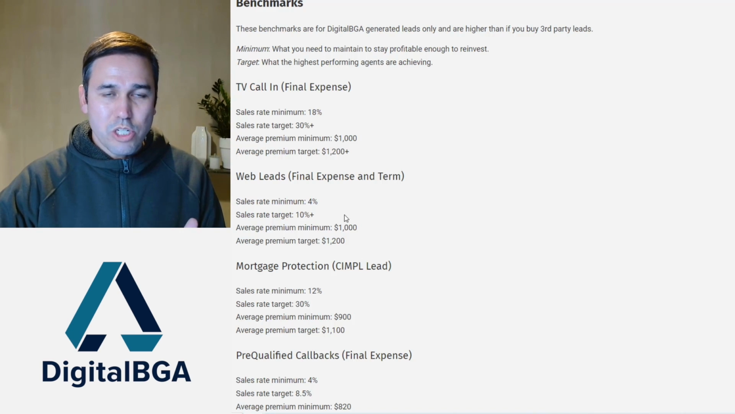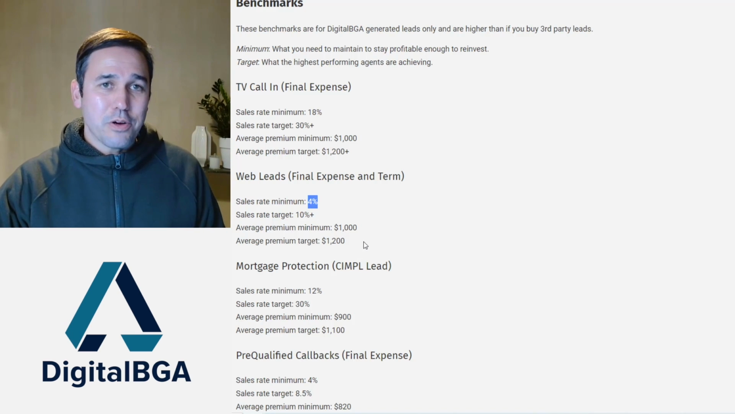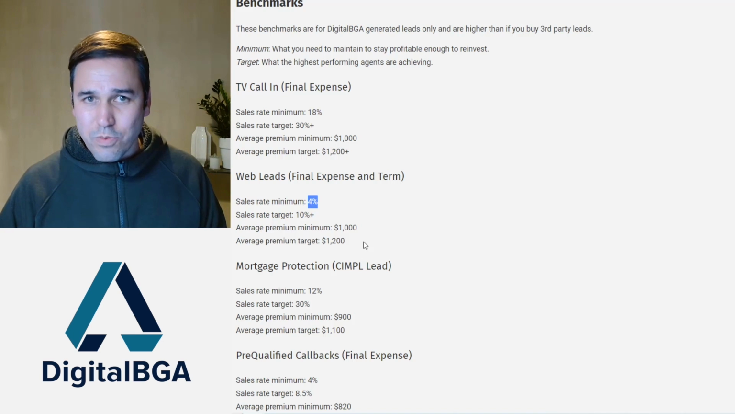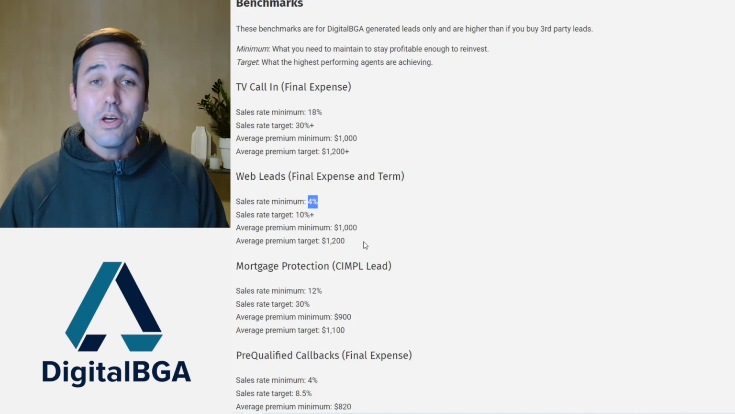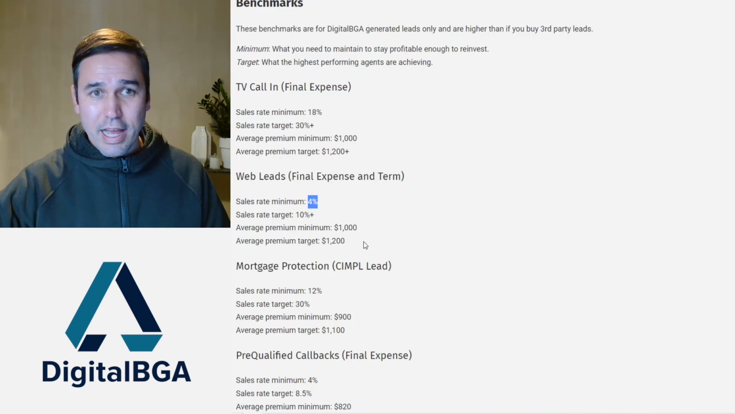So web leads, which we're going to run an example on right now, minimum is 4%, which most agents are doing. The top agents are over 10%. And average premium is $1,000. Average premium target is over $1,200. And I know some of you that are not with Digital BGA are thinking, oh, that's BS. You guys aren't getting final expense leads with $1,000 to $1,200 for a web lead. We are. With our marketing, this is what we're doing. We see the data, and we are.